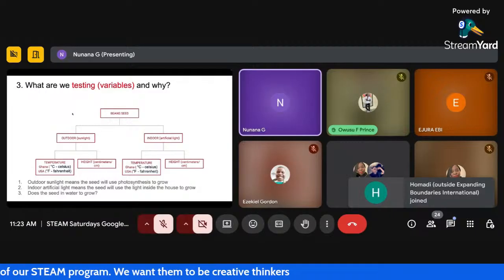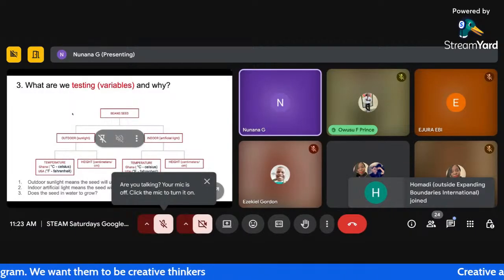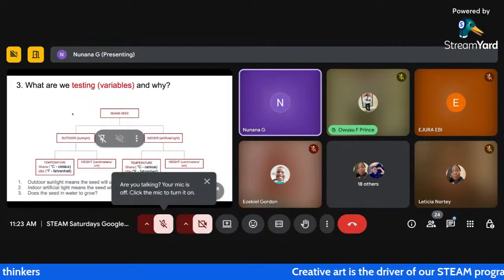Oh, it's a very bad question. Okay. If you were to put seed, which seed is going to grow the fastest? You have to correct that.